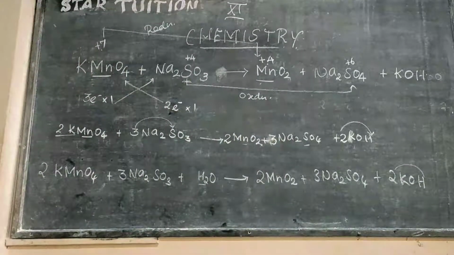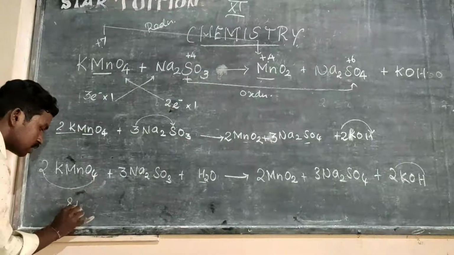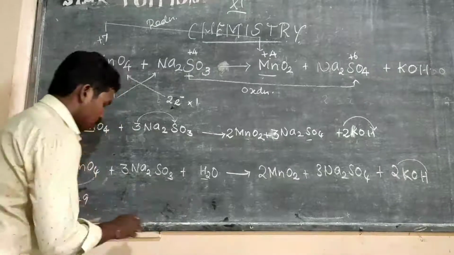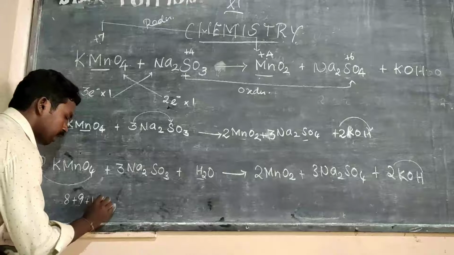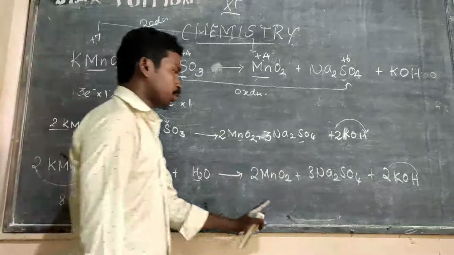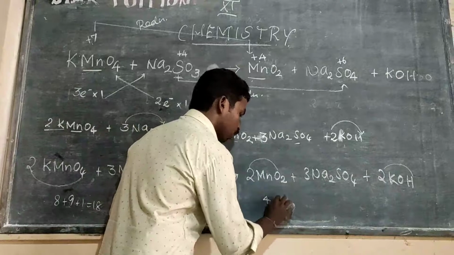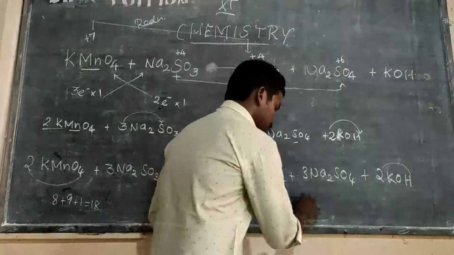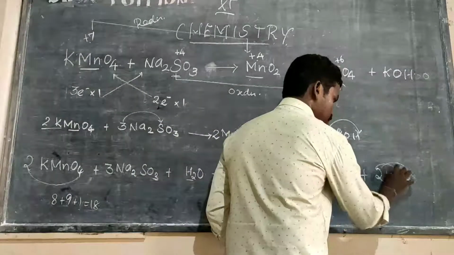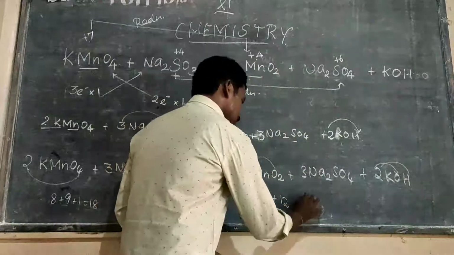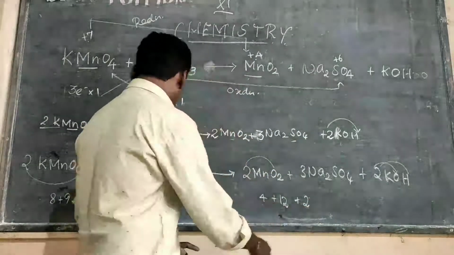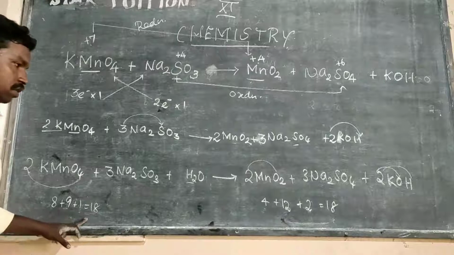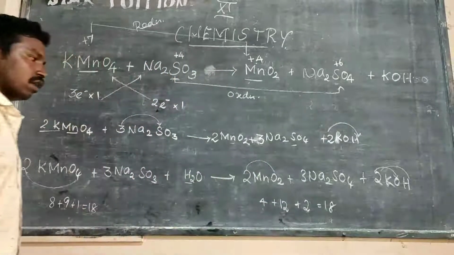Then come to oxygen. 4 2s are 8 plus how many oxygens here? Go 3. So 3 3s are 9. Here only one oxygen. So 9 plus 1 is 10, plus 8 is 18 oxygens in the reactant side. Come to product side. 2 2s are 4 plus 3 4s are 12. So 4 plus 12, plus KOH gets an oxygen, 2 oxygens. So 12 plus 2 is 14, plus 4 is 18. So oxygen is already balanced. The reactants have 18 oxygens and the products also have 18 oxygens.